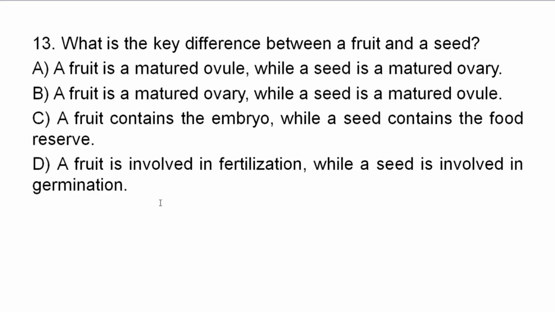Good. The correct answer is B. A fruit is a matured ovary, while a seed is a matured ovule. So the correct answer for question number 13 is B. A matured ovule becomes what? Seed. A matured ovary becomes what? A fruit. So the correct answer is B.